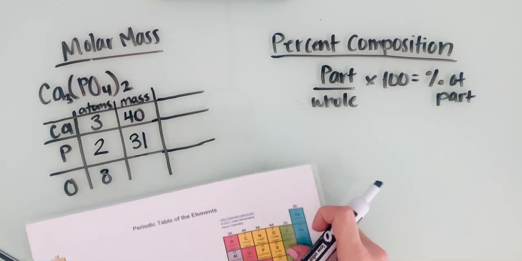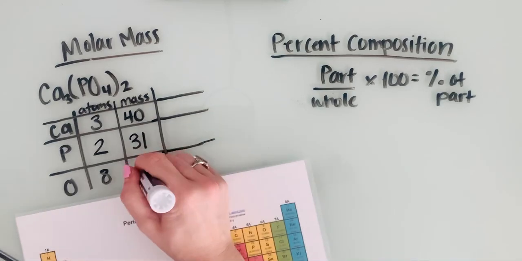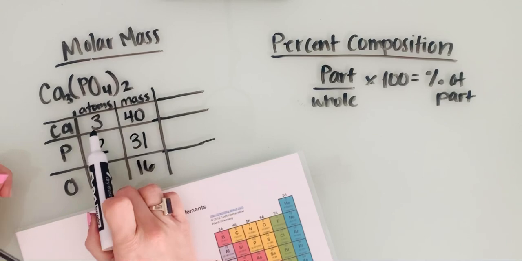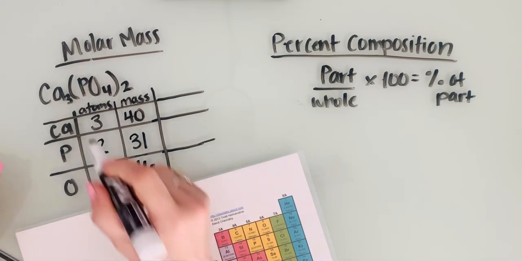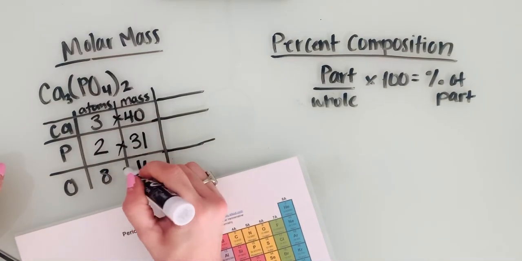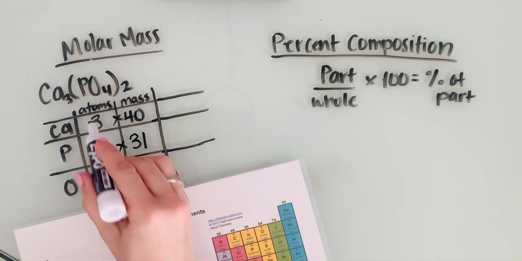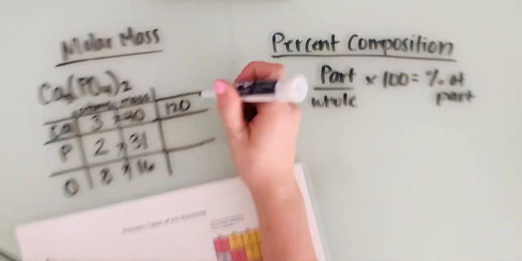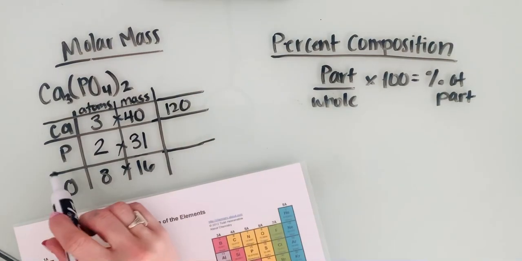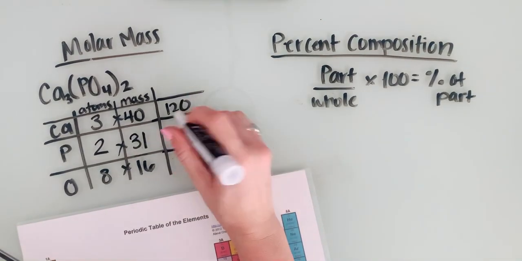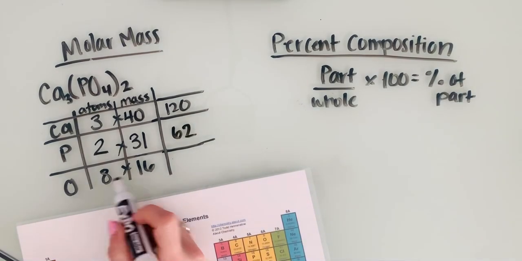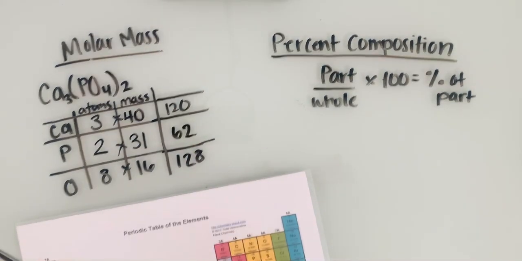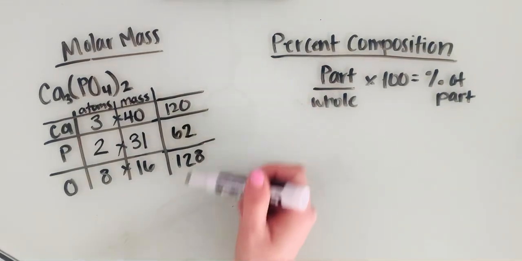Okay, so now, this oxygen, we look, and it's 16. So now, I want you to think about this logically. You have 3 atoms. They each weigh 40. What are we going to do? We're going to multiply these columns. 3 times 40, 120. So the calcium, this is how many grams it would weigh. 2 times 31, 62. And then this, 128. So now this is how much each of the parts weigh.